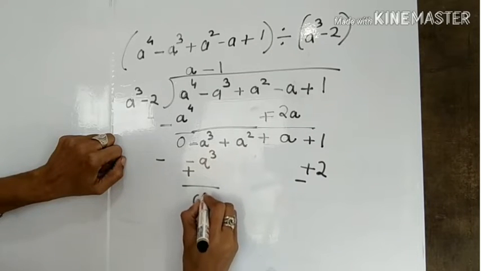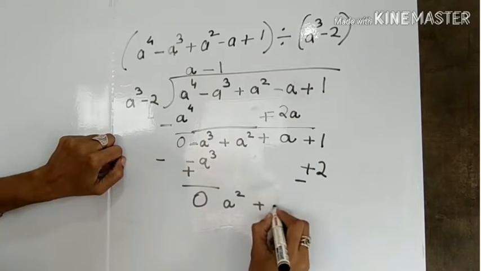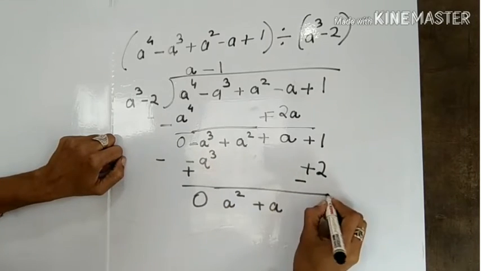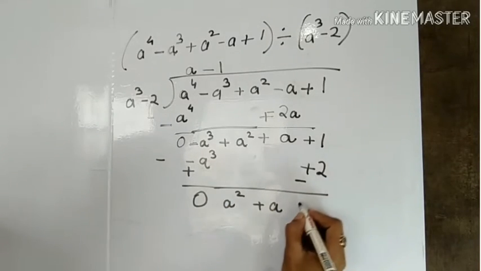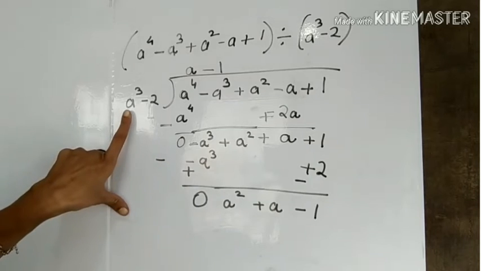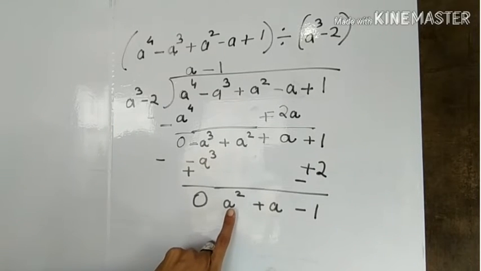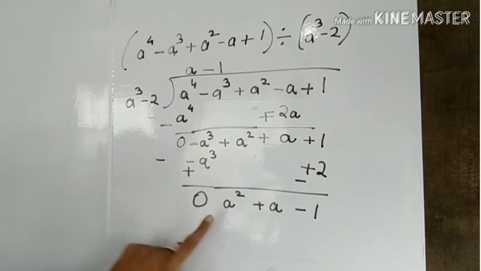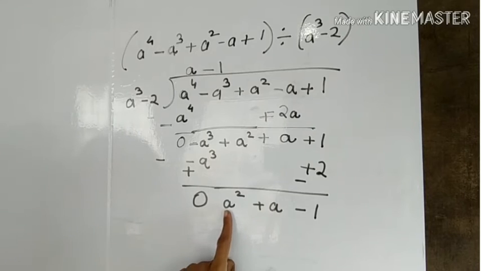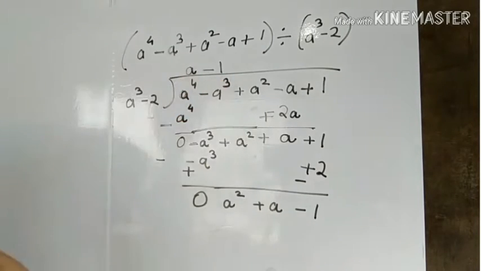You get the remainder as 0. Get these terms below. So you have a square plus a. The sign of the greater number is minus, so you have minus 1. Now the term with the highest degree is a square, whereas in your divisor you have a cube. Whenever the index of the remainder is less than what you have in the divisor, that is where you stop. So the remainder is a square plus a minus 1 and the quotient is a minus 1.